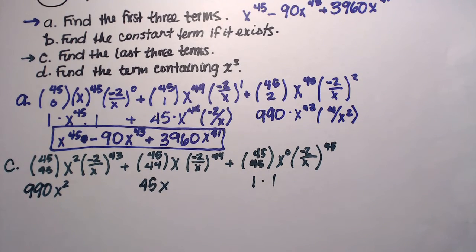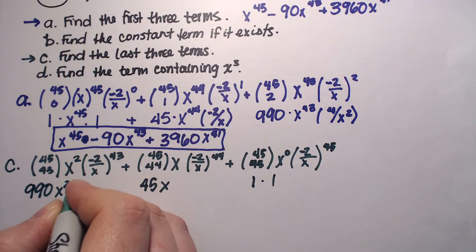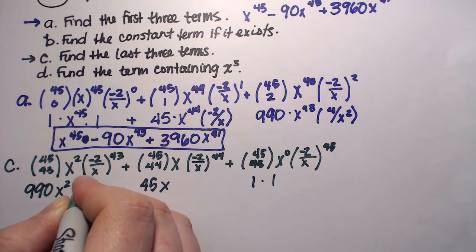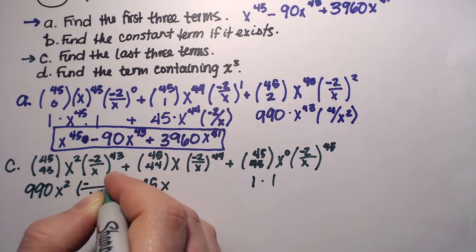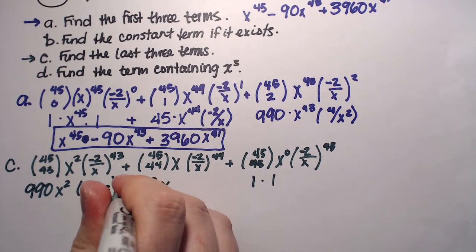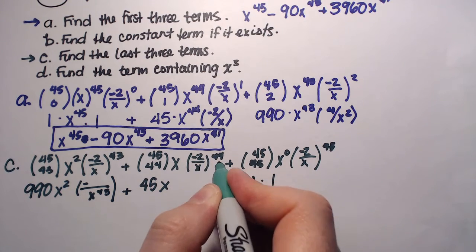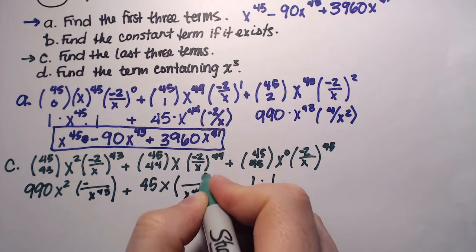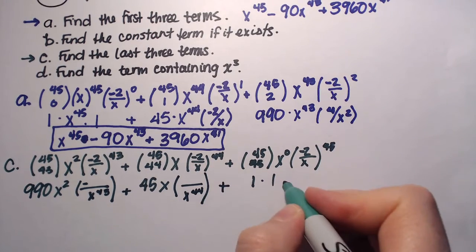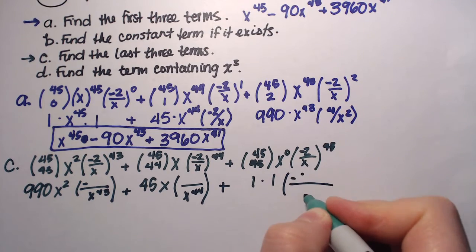So then I need negative 2 to the 43rd power. So I know it's going to be a negative number. And then I'm going to have x to the 43rd. I'll figure out the 2's in a minute. And then I'm going to have a negative 2 to the 44th, so that's going to be a positive. And then negative 2 to the 45th, that's going to be a negative.